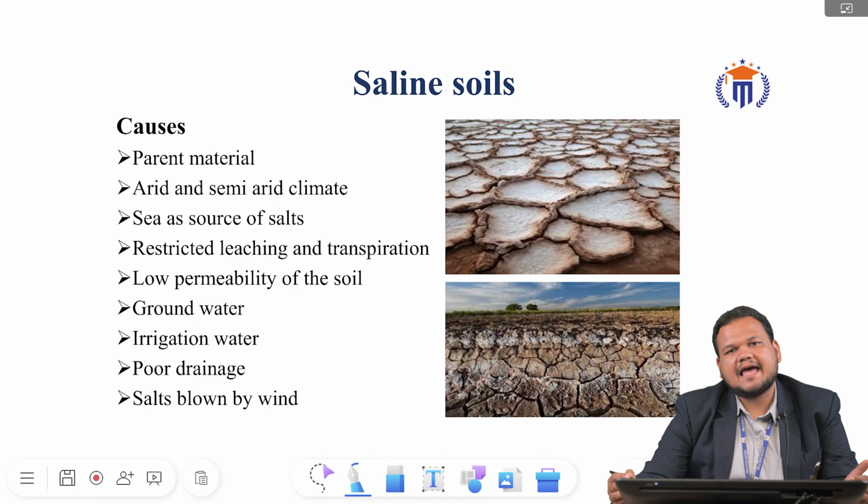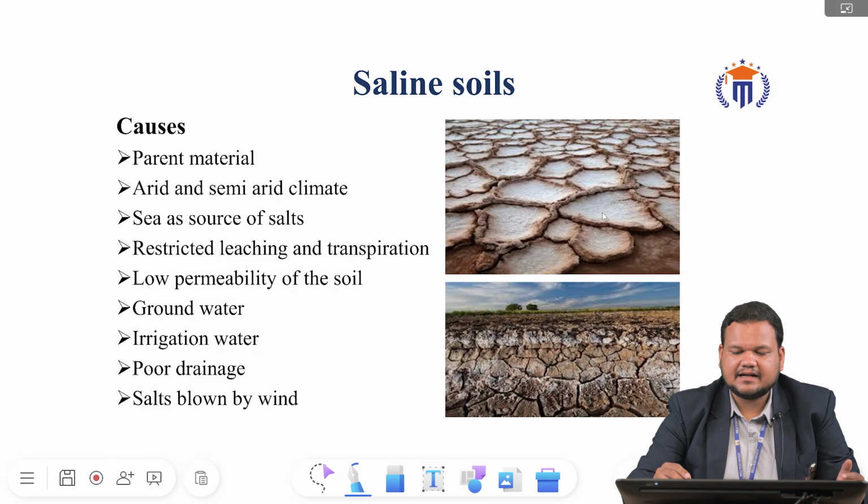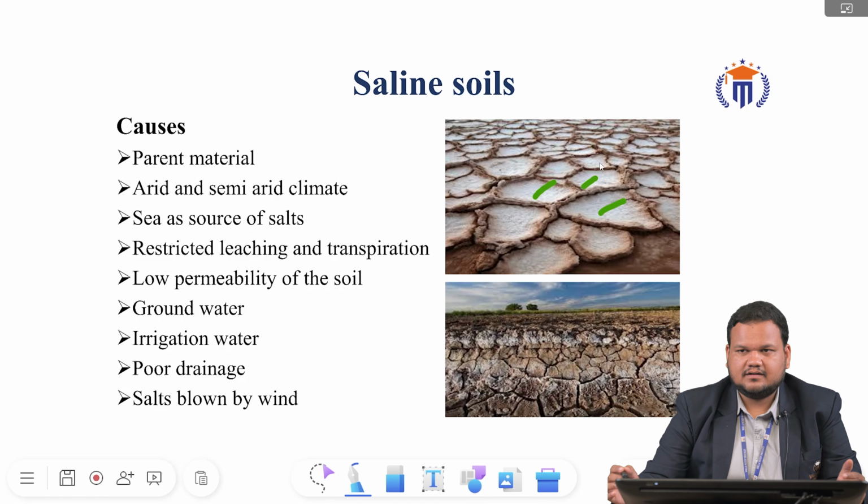Next problematic soil is your saline soils. Now we have learned about acid soils which have a pH less than 6.5. Now these are your saline soils. These are salt affected soils. As you can see here, white color patches appear on the soil. That is the characteristic of these saline soils, which is caused due to parent material and arid and semi-arid climate. And if sea is the source of water, then also saline soils will be formed.